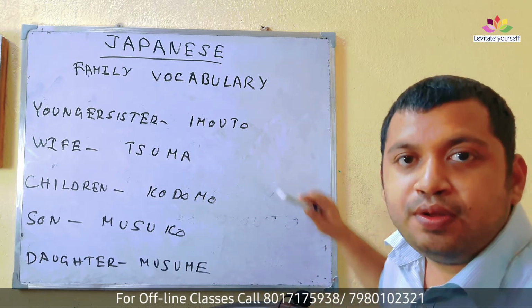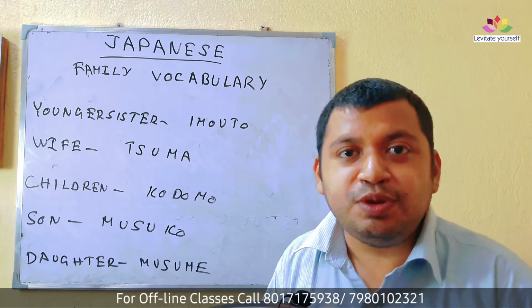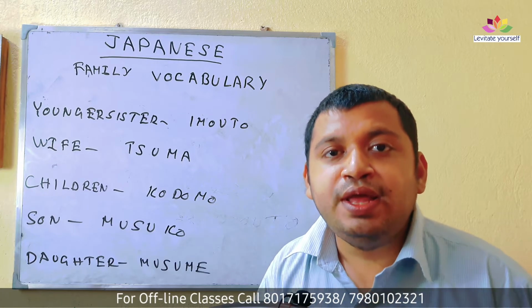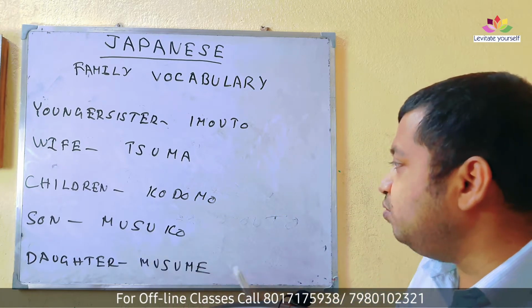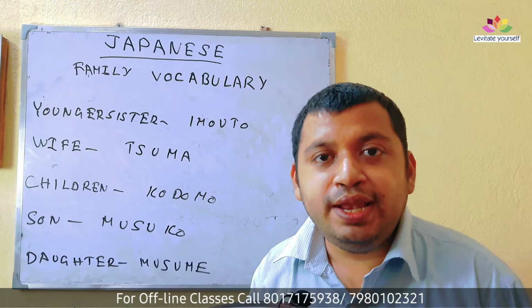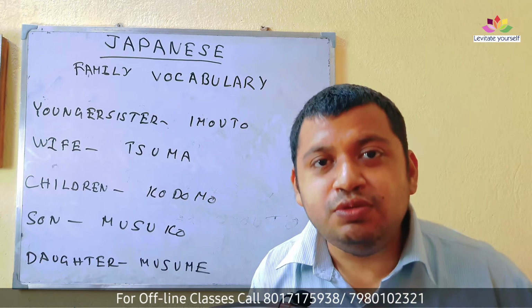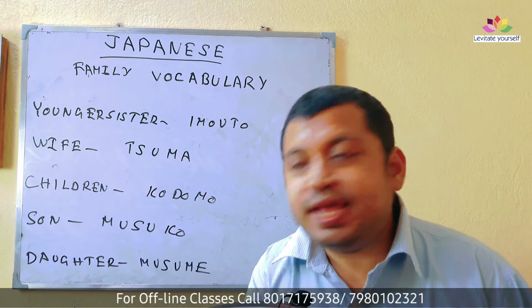Children, kodomo. Let's pronounce it with me. Children, kodomo. Let's move to the next word. Son, musuko. Let's pronounce it with me. Son, musuko. Let's move to the next word.